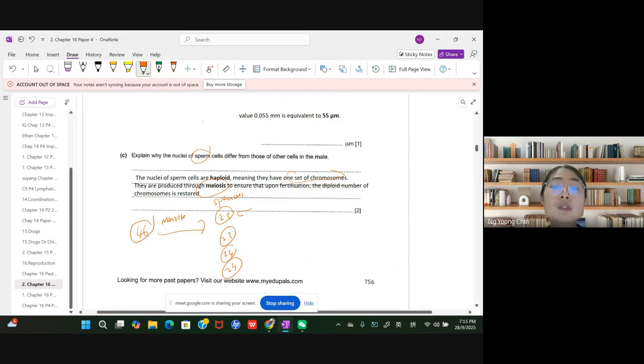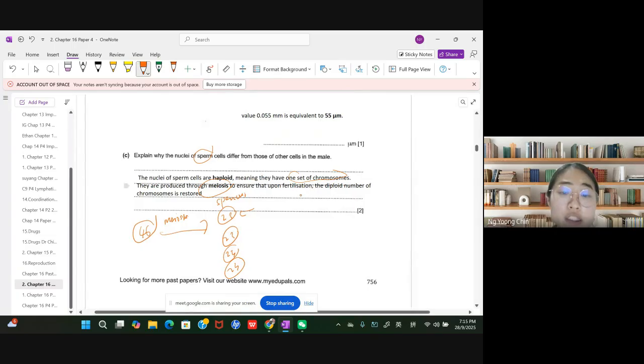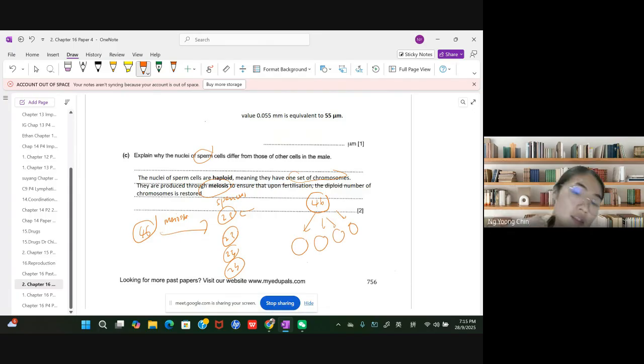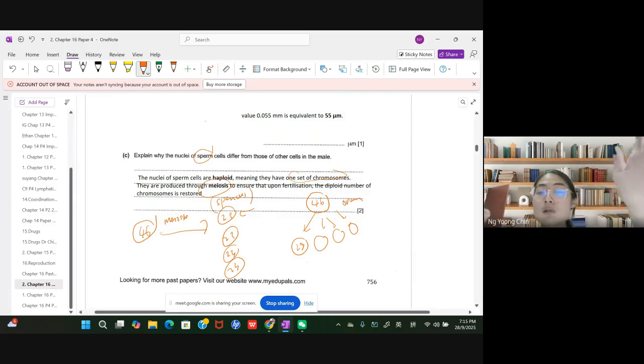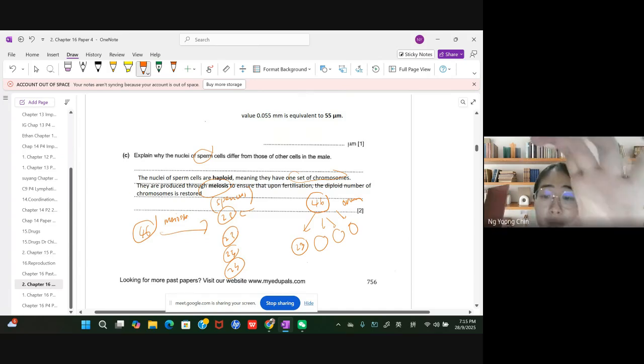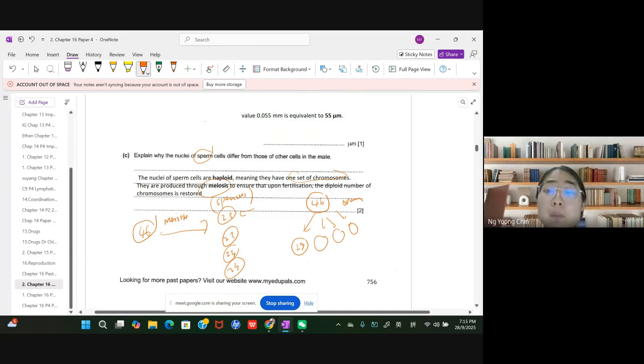Same for the ovum also. The ovum also comes from a progenitor cell, which also has 46. But after that, they undergo meiosis and produce 4 haploid cells, which is also 23. But the difference is, for the ovum, for example this is the ovum and this is the sperm, the ovum comes from one progenitor cell, which is a parent diploid cell. So this 46 refers to the parent diploid cell.